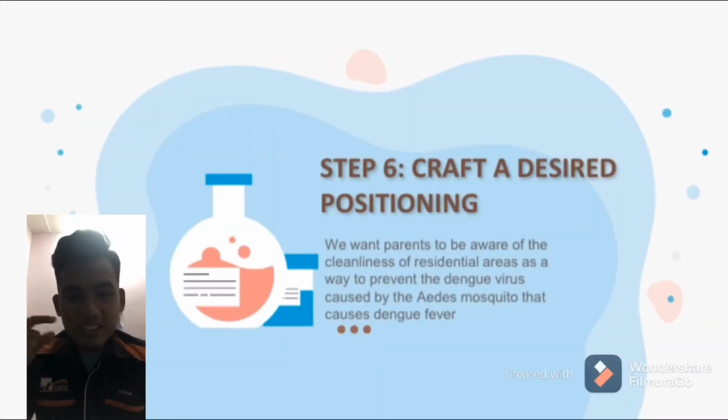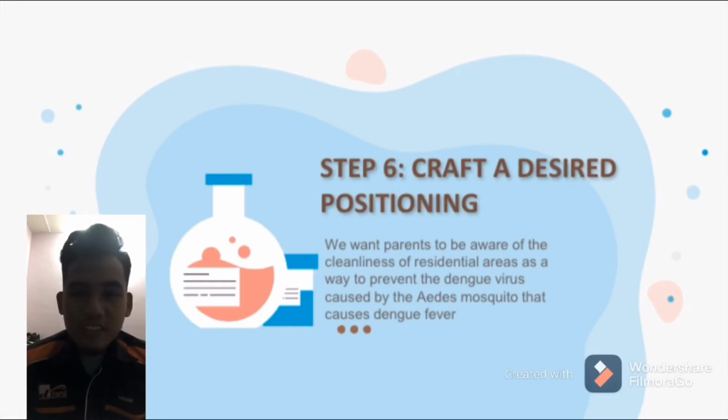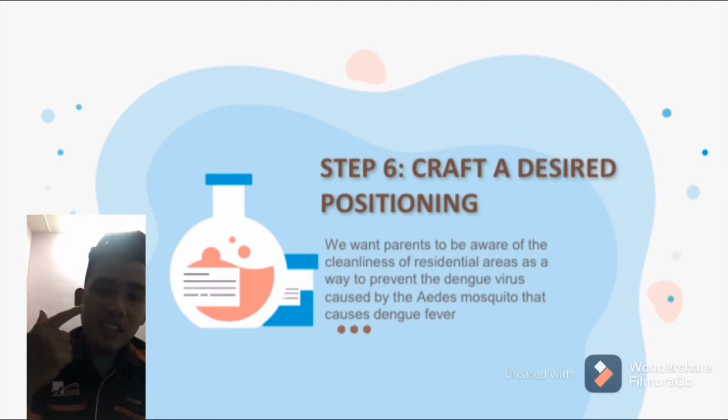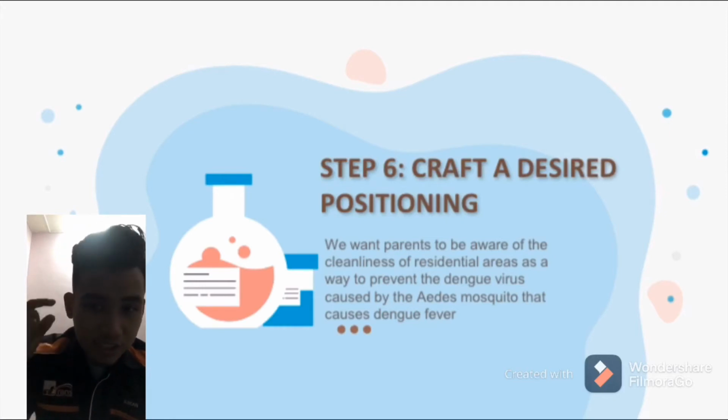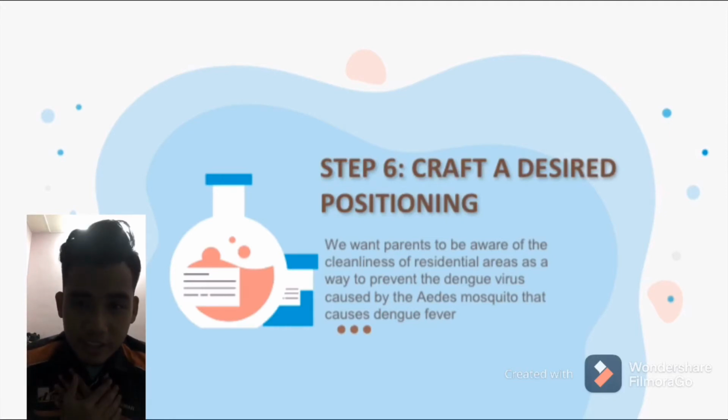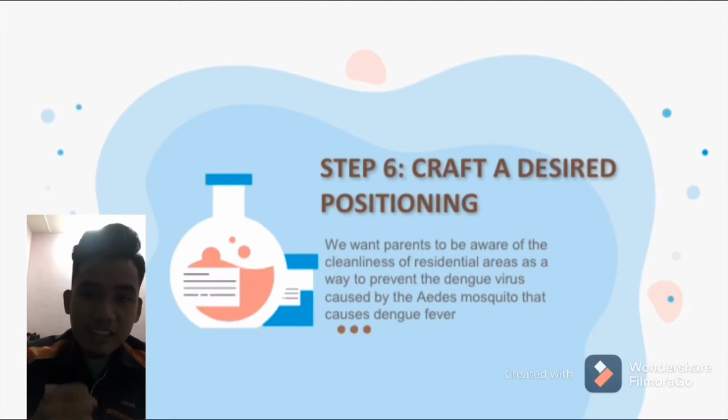The next step to run this campaign is step 6, which is craft a desired positioning. We have made a positioning statement by identifying the target audience, desired behavior, and sets of benefits. Therefore, our positioning statement is: we want parents to be aware of the cleanliness of residential areas as a way to prevent the dengue virus caused by the Aedes mosquito that causes dengue fever. Based on this statement, the parents become our target audience because parents are the head of the family and the best example for their children.